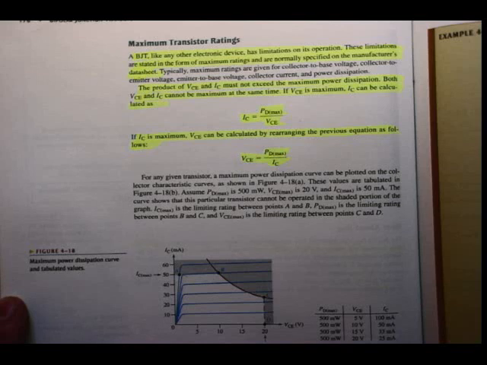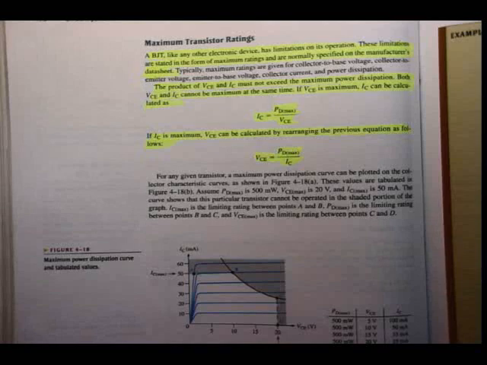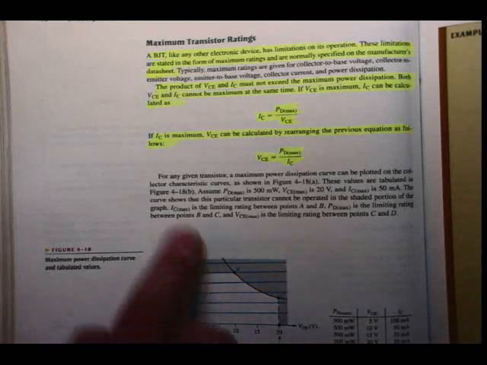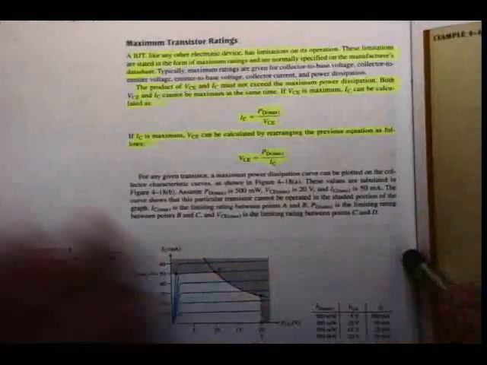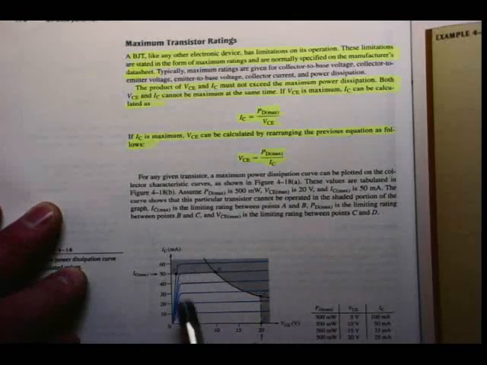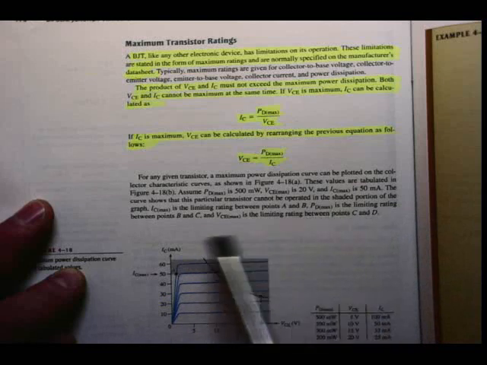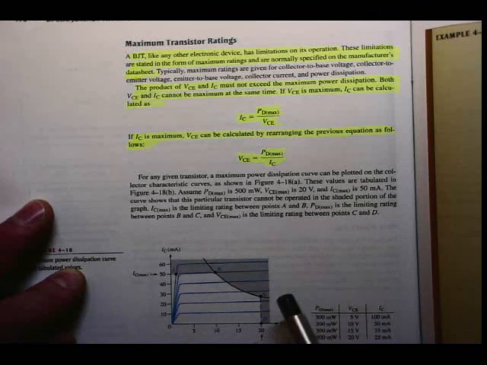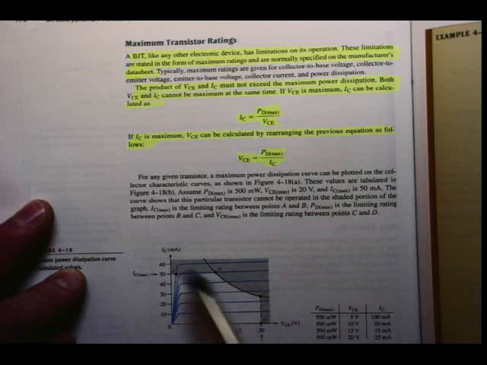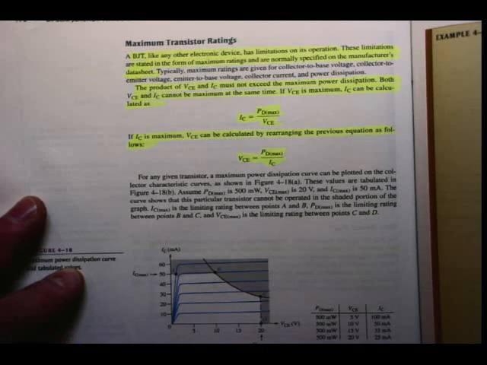Then the curve shows that this particular device cannot be operated in the shaded portion of the graph. So you can see here on the graph that IC max is the limiting rating between points A and B, and PD max is the limiting rating on the graph there, and then lastly VCE max is the limiting rating between points C and D. Okay, so in the shaded areas it should not be operated.